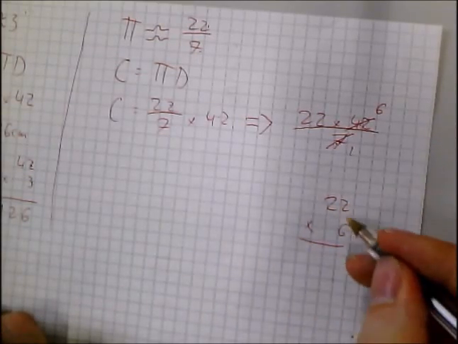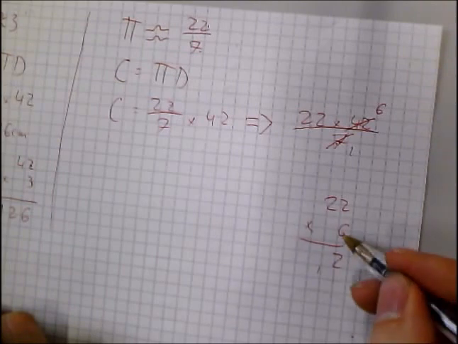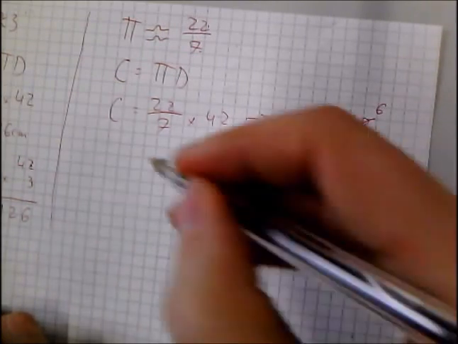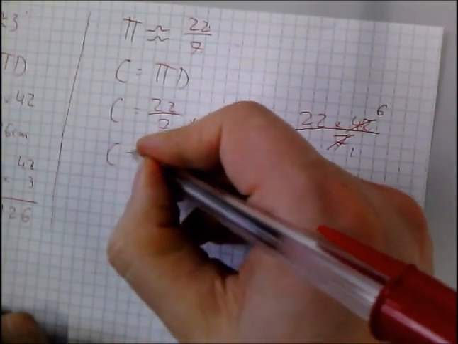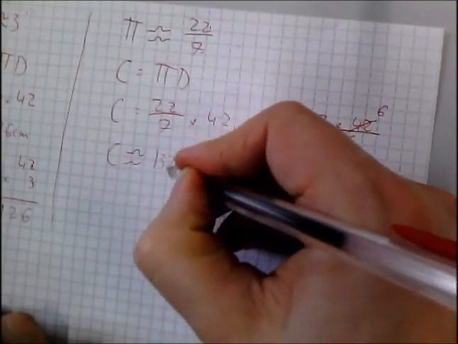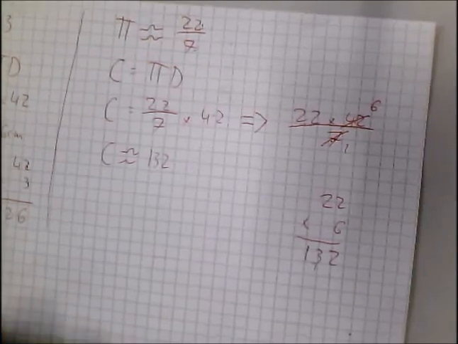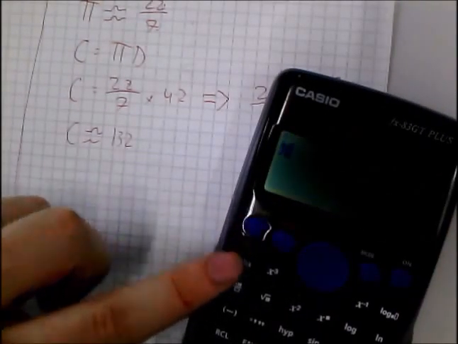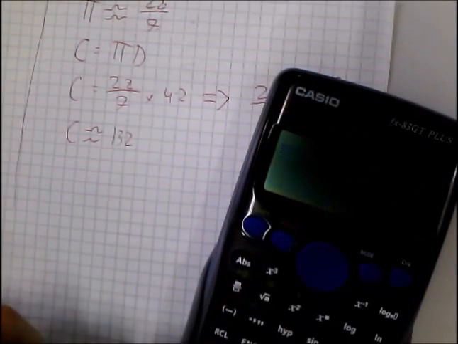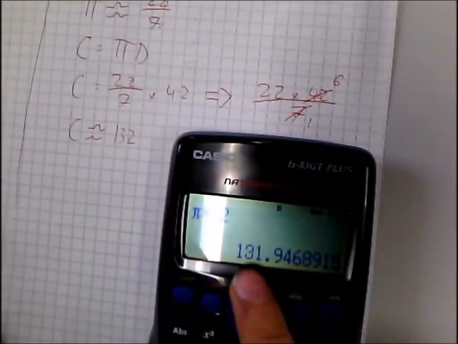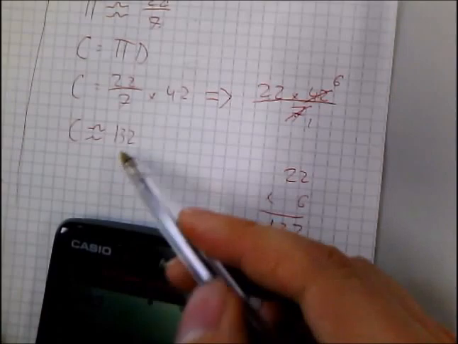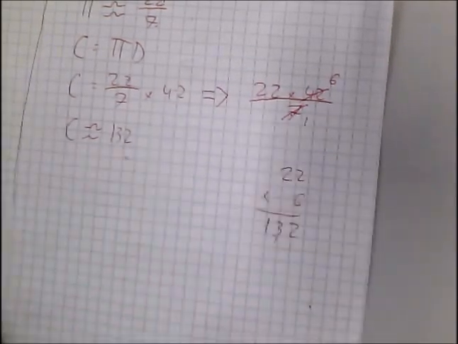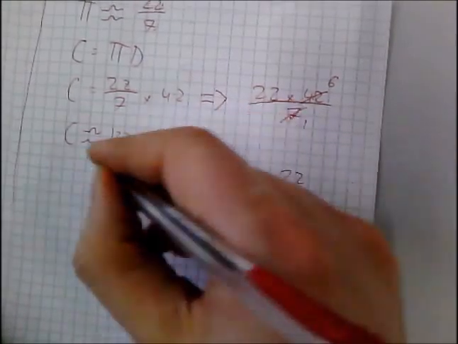So my question now becomes 22 times 6, which I can once again do very quickly. 6 times 2 is 12. 6 times 20 is 120 plus the 12, so 132. So C is approximately equal to 132. Just out of curiosity, we'll also do the exact answer. So pi times 42, and it was actually 131.946. Do you see how close we were there? So actually this is a very good estimate for the circumference, in centimeters.